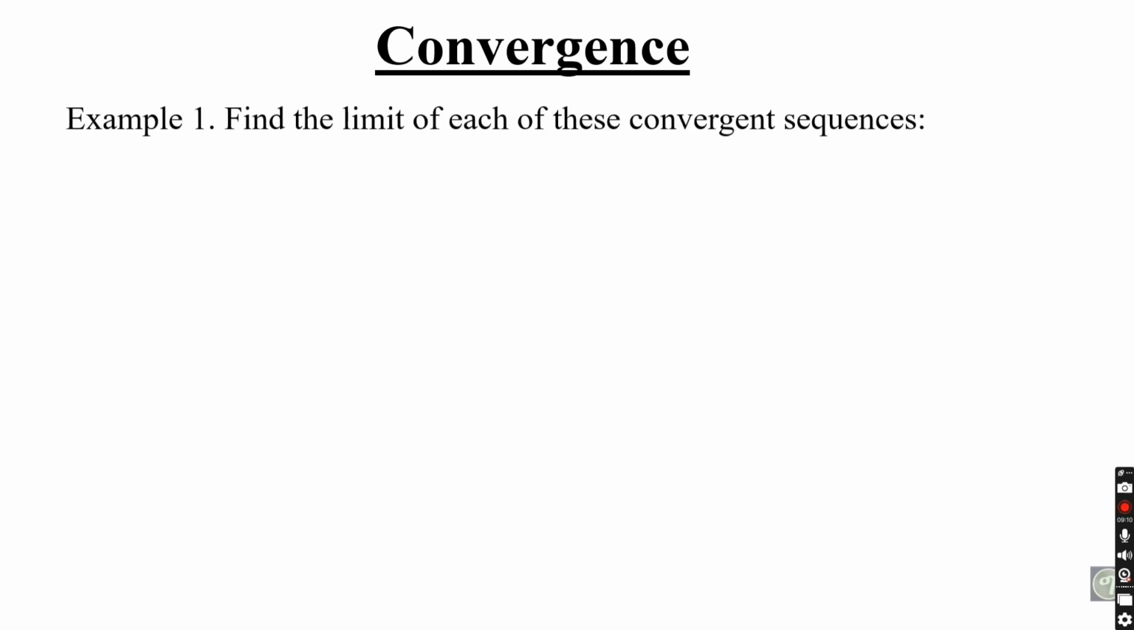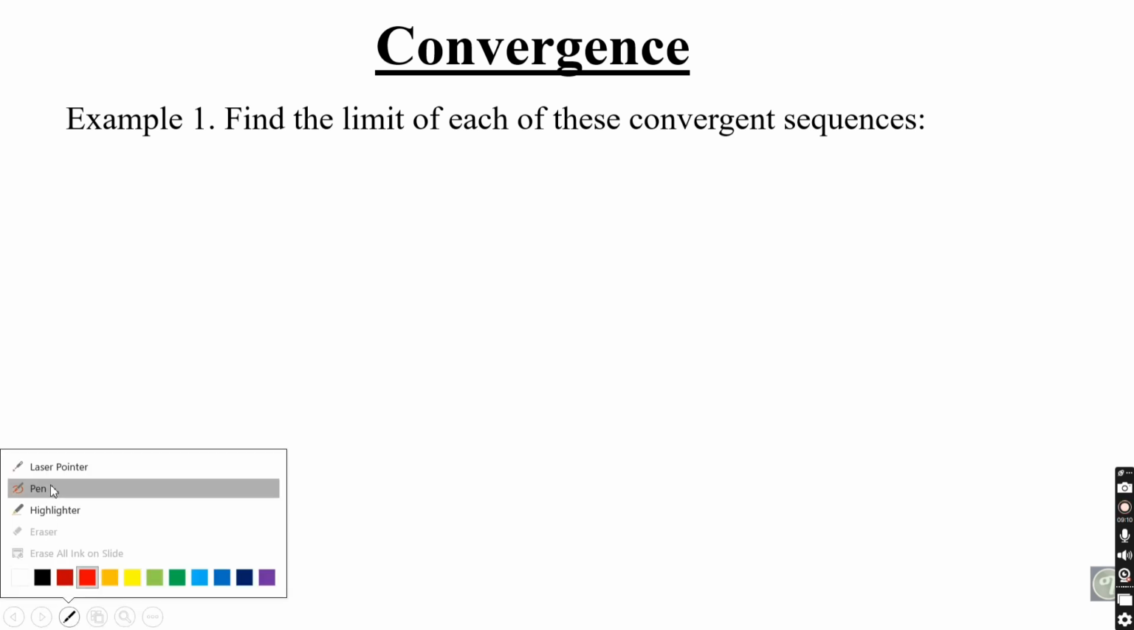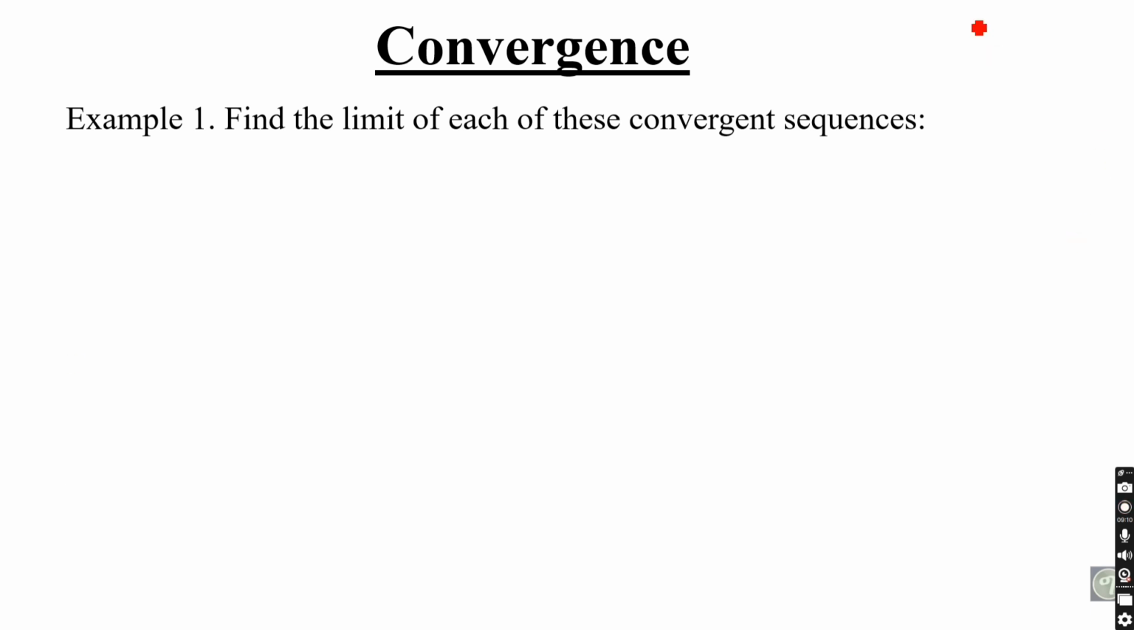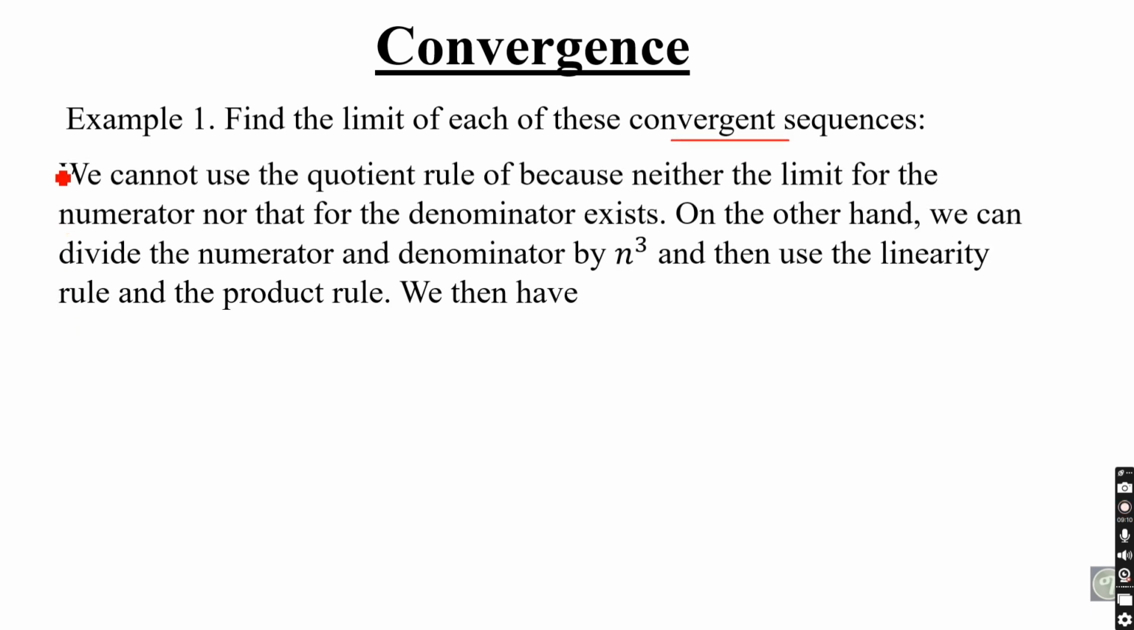Let us go. Example 1. Find the limit of each of these convergent sequences. As we have seen before, there are two properties in convergence. The sequence may be convergent or divergent. So how can we differentiate whether the limit of the sequence is convergent or divergent? Let's see.